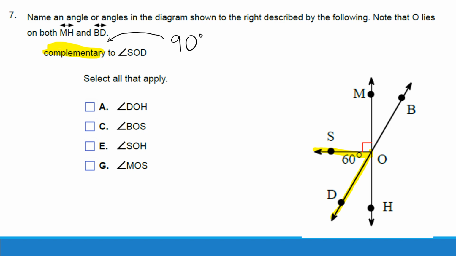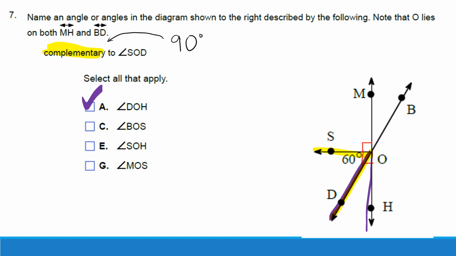That would form a right angle, right? So this angle here, that would be angle DOH, right, so that's there. But there's another angle here that is equal to angle DOH.